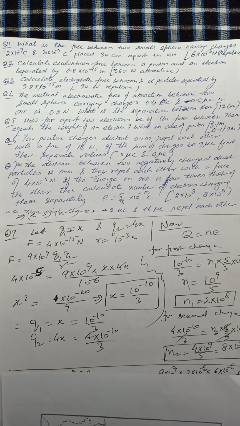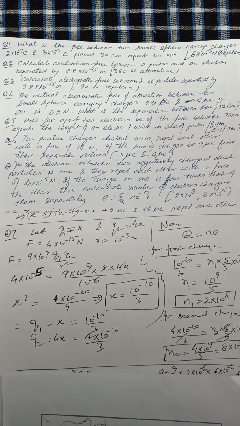So now we assume that the first charge is x, the second is 4x, because it is given that one charge is 4 times another. If first charge is x, second is 4x. Force is 4 × 10^-5 Newton. Distance is 1 millimeter. We convert it into meter. It is 10^-3 meter.